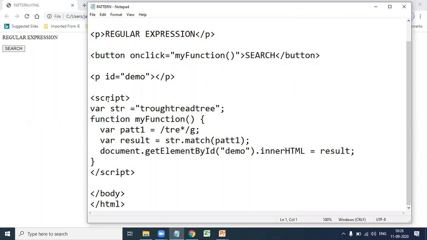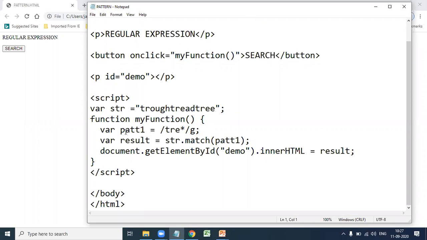Next we write the script. In the script there is a string where str equal to throw thread tree. Next I write the function, function my function. When you click on the search button, onclick equal to my function, so it performs my function.